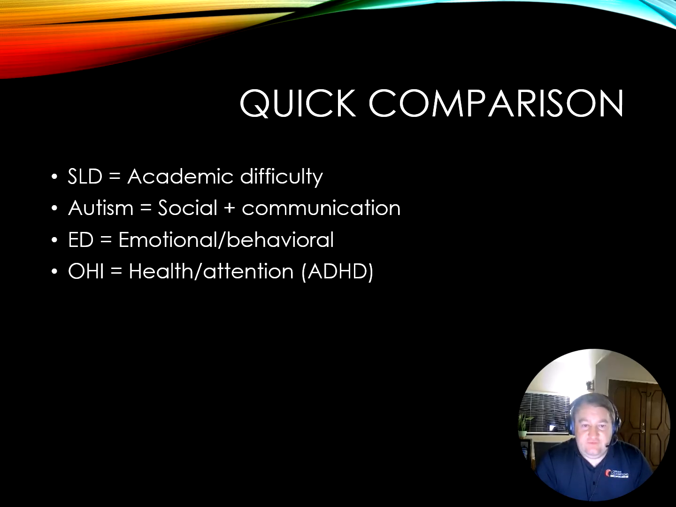To summarize the differences, SLD mainly affects academic performance. Autism affects social and communication skills. Emotional disturbance affects emotional regulation and behavior. And OHI affects attention and physical or mental alertness, like ADHD. Each category has unique criteria, which helps schools avoid misidentifying students.